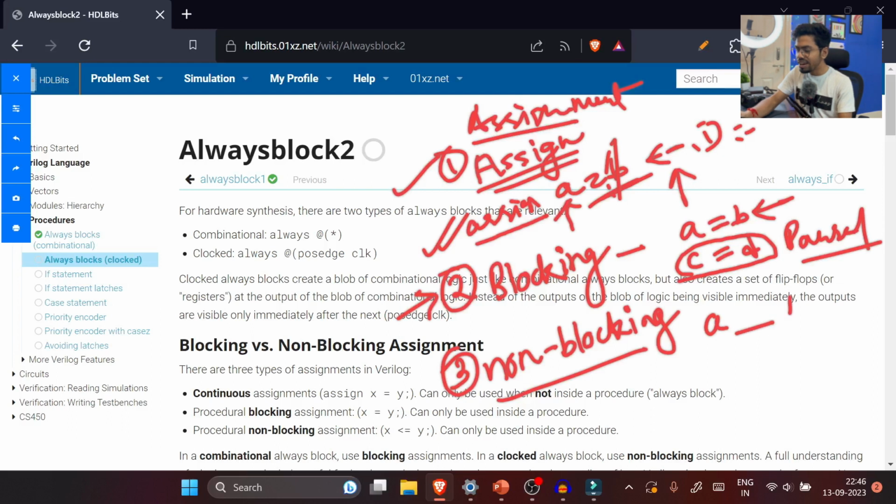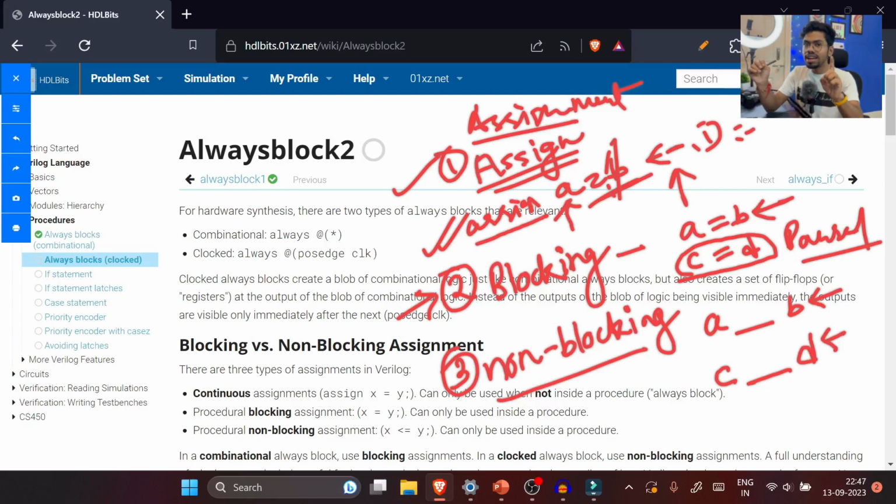So that means if I write a equal to b, I'll tell you the exact symbol in a moment, and then I write c equal to d. Equal to means I'm assigning, right? We are learning about the assignment statement. Then these two will happen concurrently if we haven't defined any delay component. I'll tell you how we define a delay component, and that's where it is actually emulating the hardware.